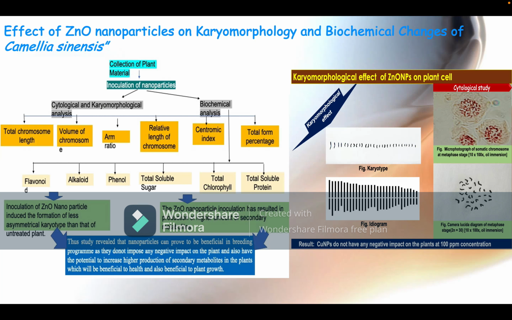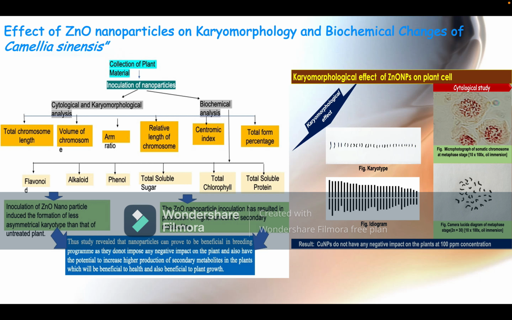We studied the effect of zinc oxide nanoparticle on karyomorphology as well as biochemical changes of Camellia sinensis, that is, the tea plant. For that, the young tea plants were inoculated with zinc oxide nanoparticle at different doses. And thereafter, we took observations on cytological and karyomorphological analysis as well as biochemical analysis.